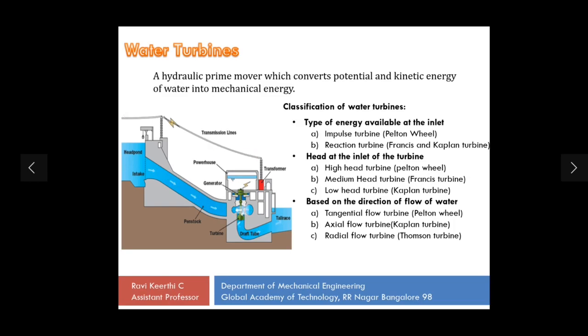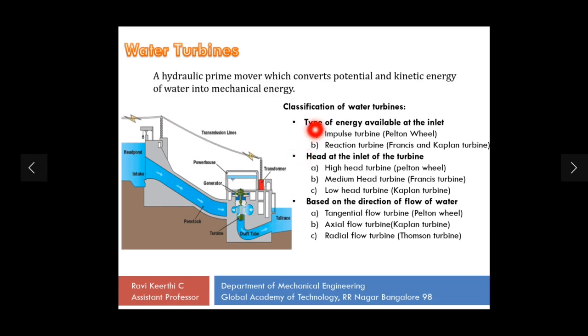As you can see in the diagram here, you have a reservoir, a penstock and the turbine. These are the three major components where the water flows from the reservoir to the turbine, converting potential energy into kinetic energy and finally into mechanical work, that is rotation of the shaft. The power is developed using a generator, where we use a step-up transformer to supply the power through transmission lines. So this is about a hydraulic power plant. Basically we'll be learning about the turbine here.